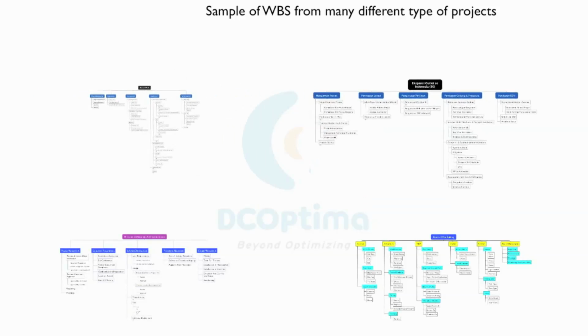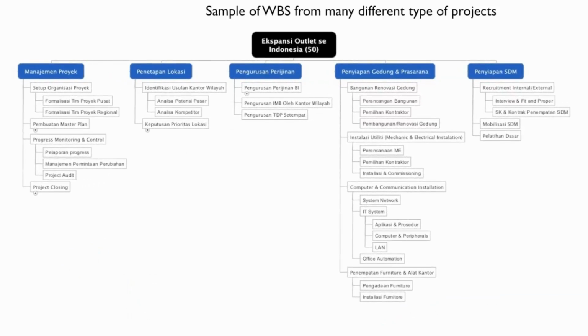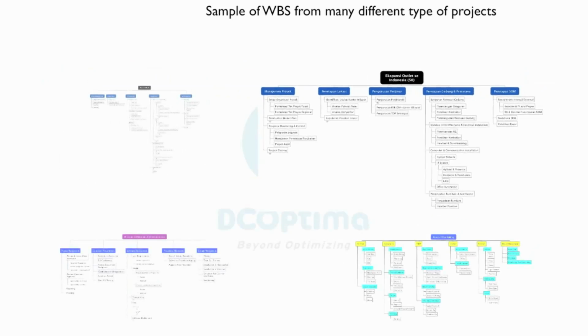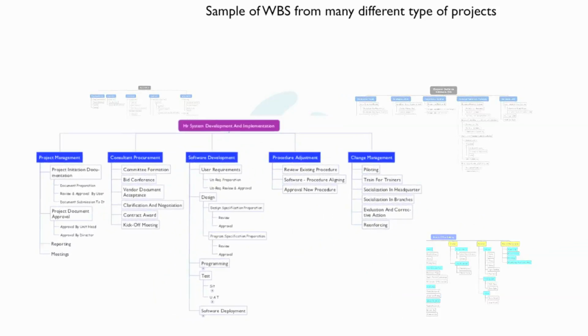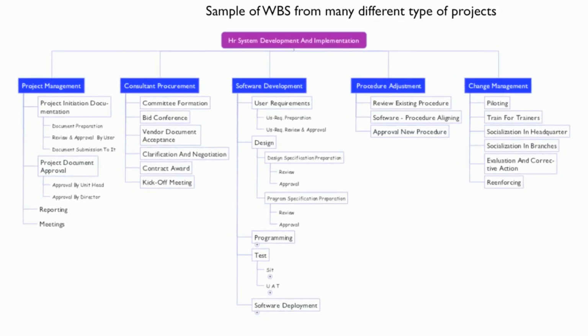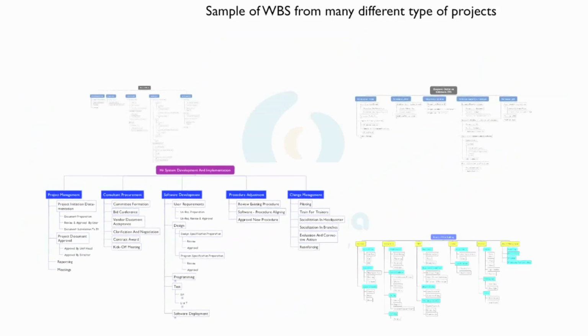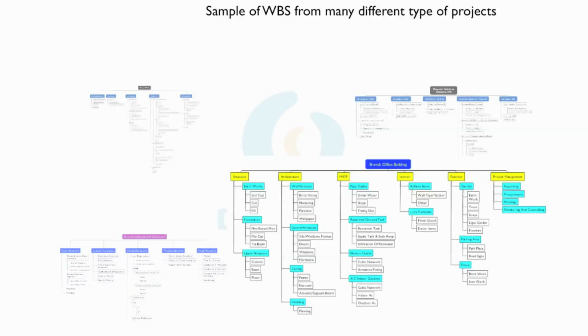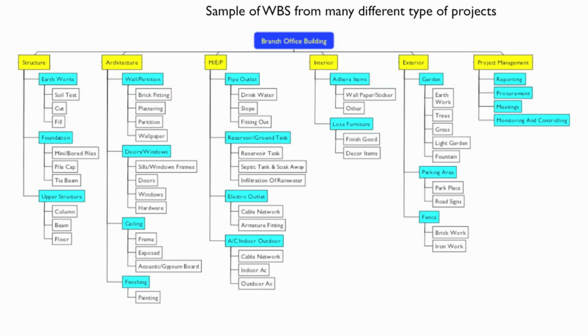The second one is outlet expansion. It was taken from one of Indonesian bank some years ago. This bank wanted to expand its outlet all over in Indonesia. It was a multi-year project. The third one is a software development and implementation project. The organization did not develop on their own. They hired a consultant to develop the program as well as to do the change management process. The last one is about construction project. We can see a typical construction project.